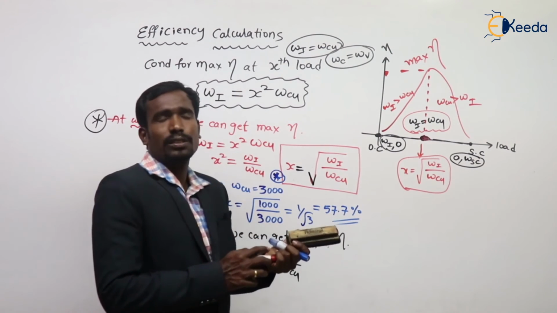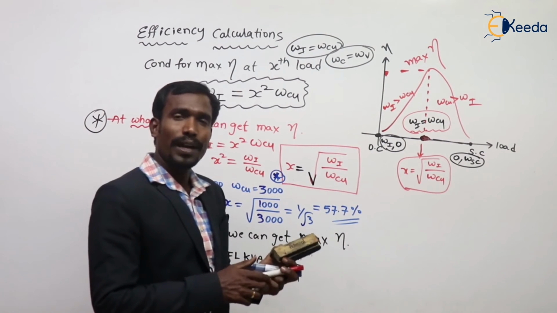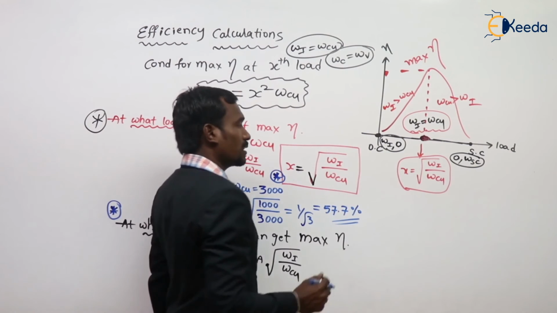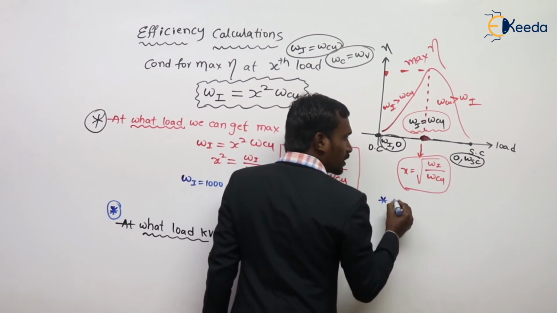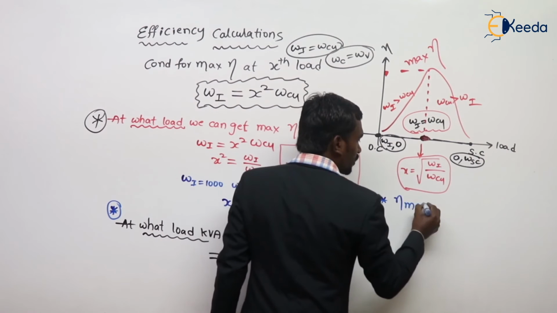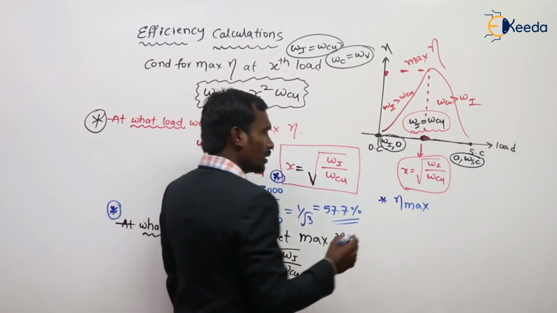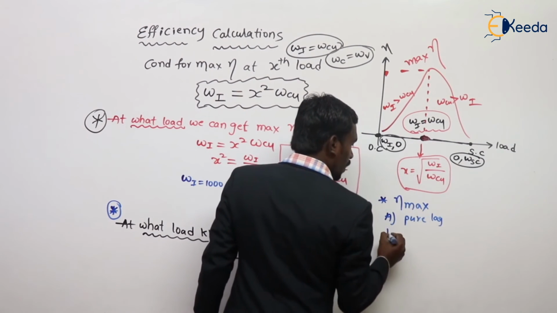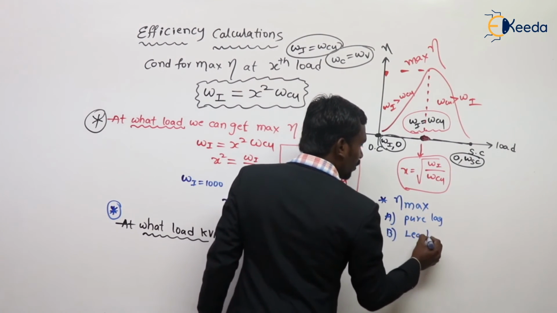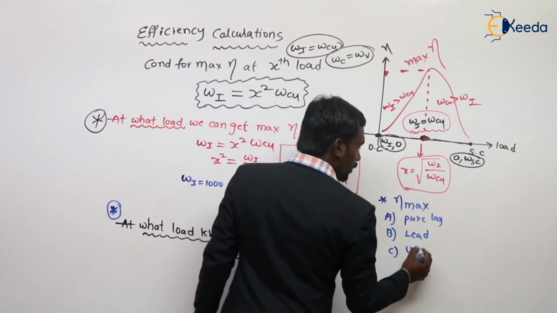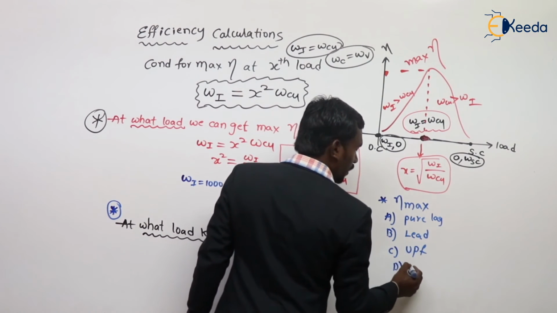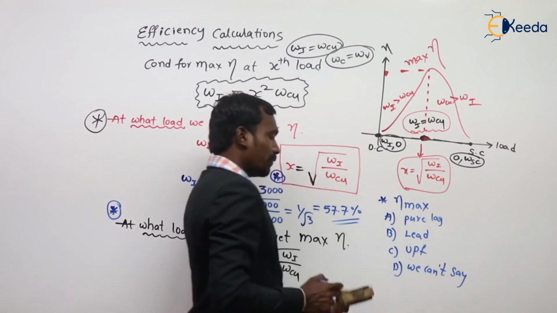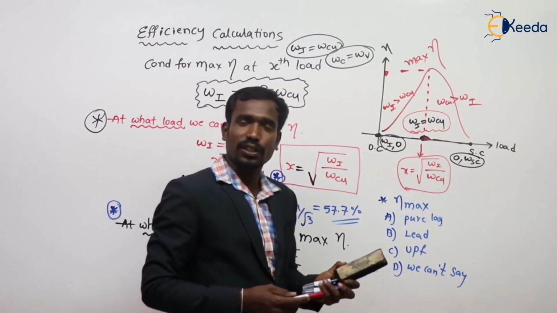We know all these questions and answers. When you go for the exam, they will ask you another question. At which condition can we get the maximum efficiency? Option A, pure lagging load. Option B, leading load. Option C, unity power factor. Option D, we can't say. In which of the following conditions can we get the maximum efficiency?